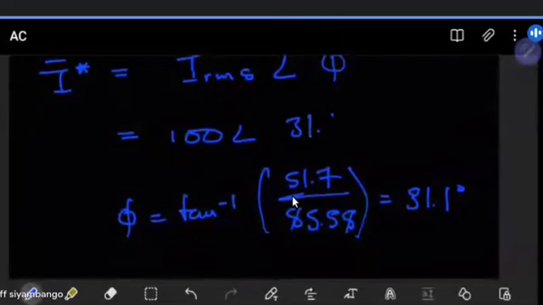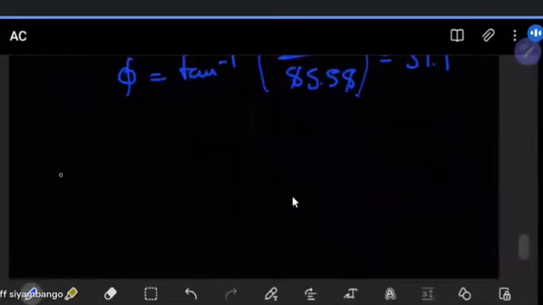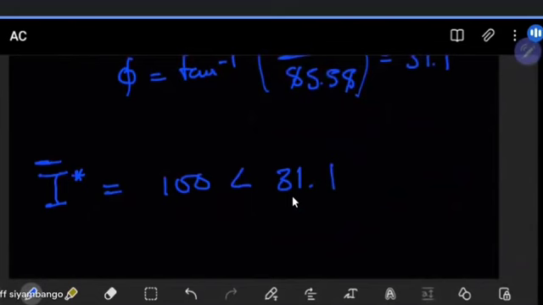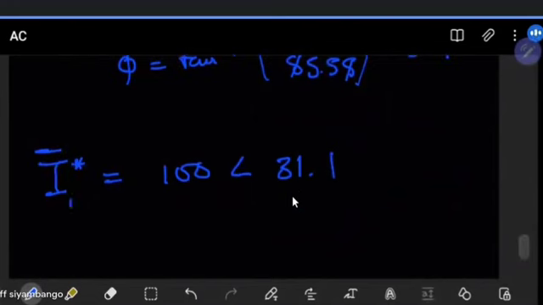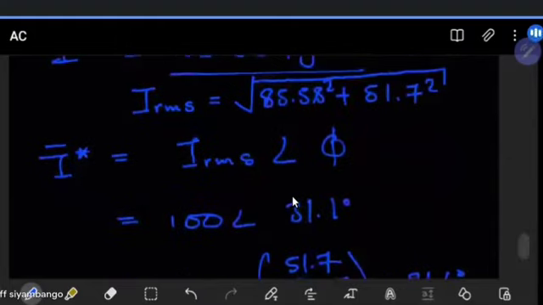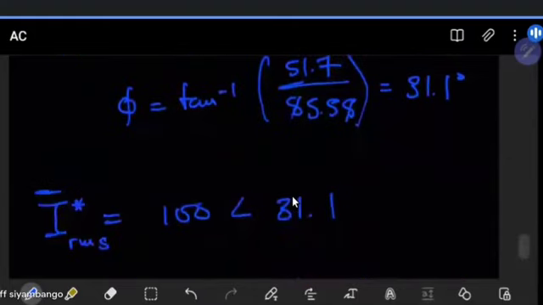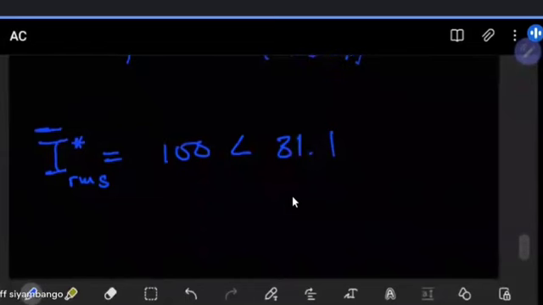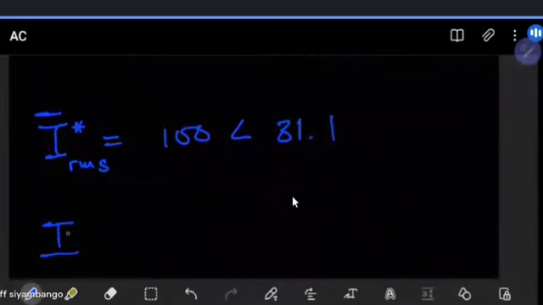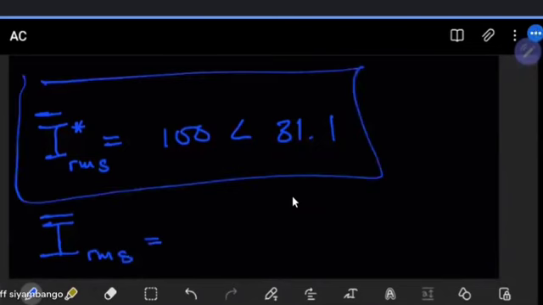Now observe what you have. What you have is I star. I star is the one that has come out as 100, and then you have 31.1. But you're not really looking for I star. This is I star RMS, of course. You're not really looking for I star RMS. What you want, where you're going to get your peak from, it has to be from I itself without the star, not the complex conjugate. So just I RMS. Can you guess what I is going to be without the complex? If this is the complex conjugate, what will be the original one?